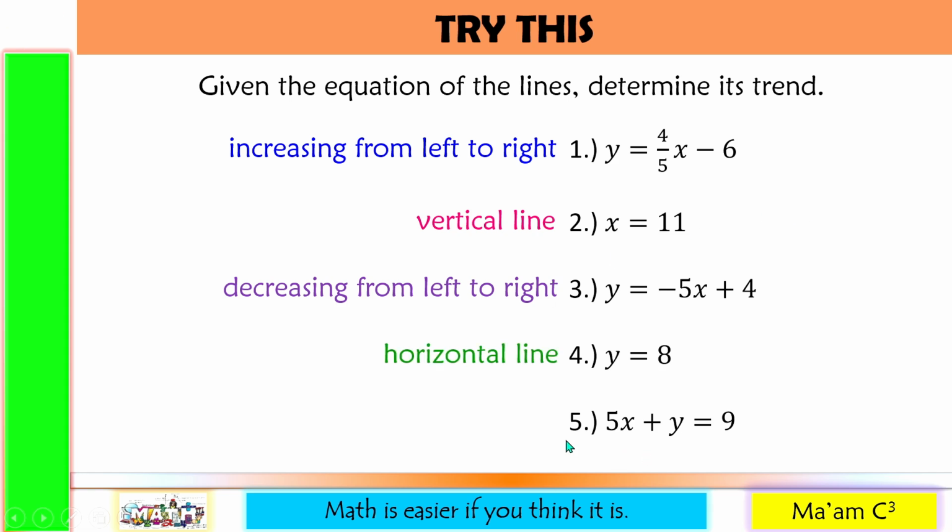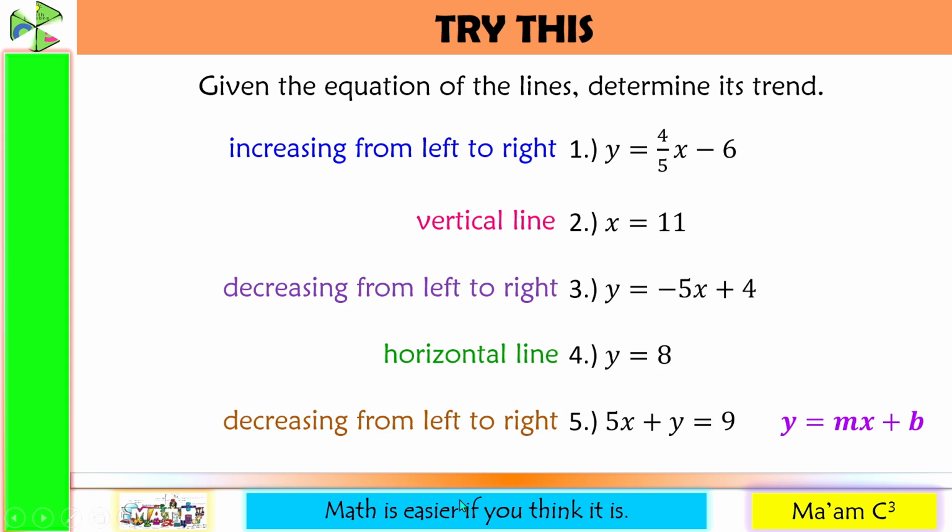Number 5, don't be confused. We have to express this in the form y is equal to mx plus b. So we have to move 5x on this side. It will become negative 5x. Now the slope is negative, so the trend is decreasing from left to right.